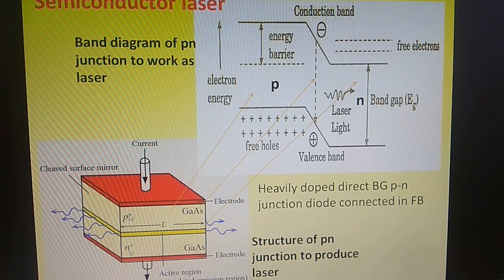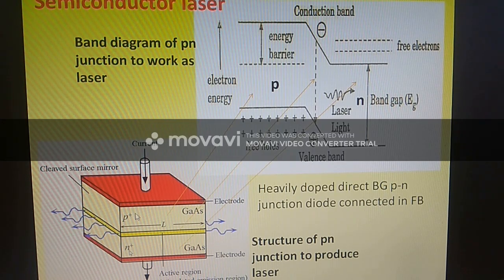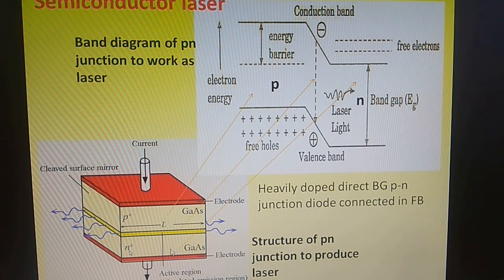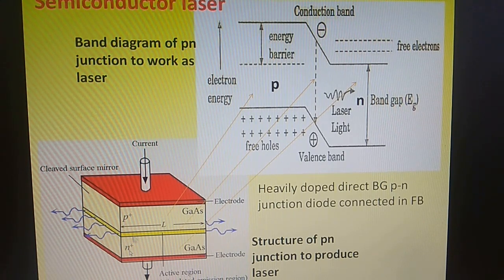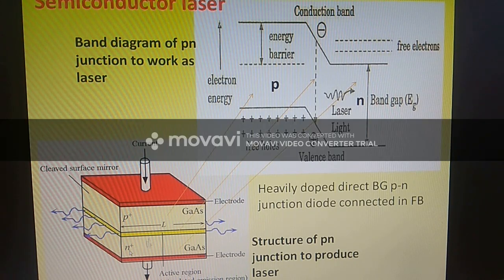This is actually very small, of the order of 1 millimeter by 1 millimeter by 1 millimeter or less than that. The P type semiconductor on one side is doped with trivalent material, and the N type semiconductor on the other side is doped with pentavalent material. In N type materials we get excess electrons, and in P type materials we get excess holes or positive charges.